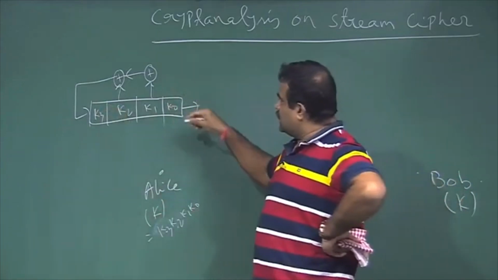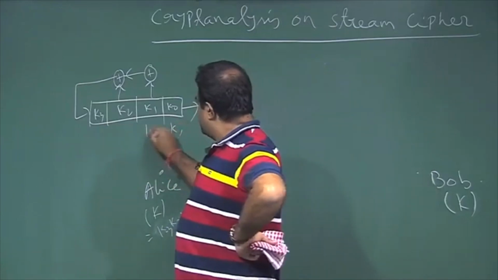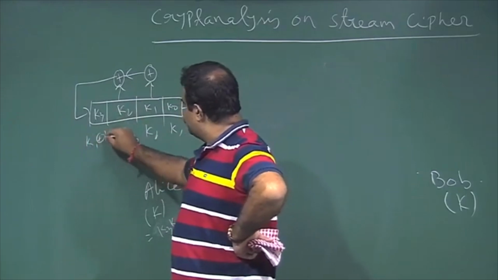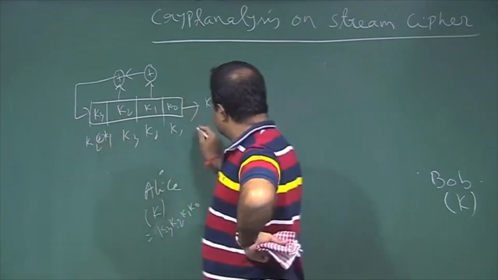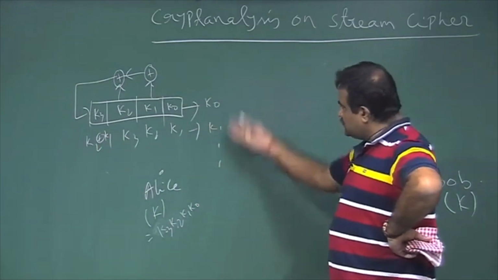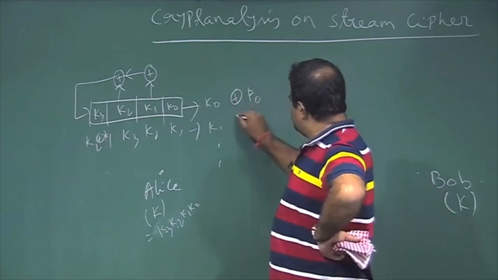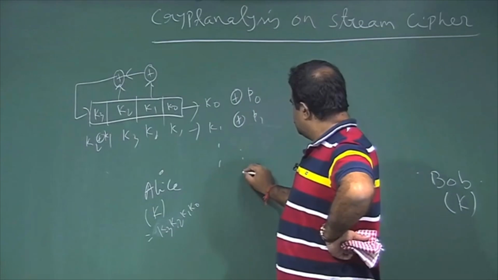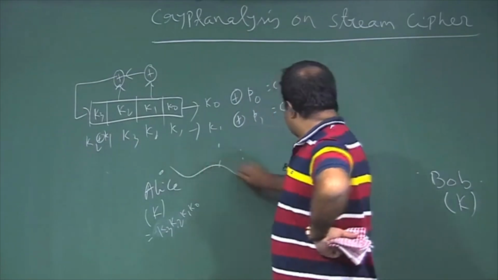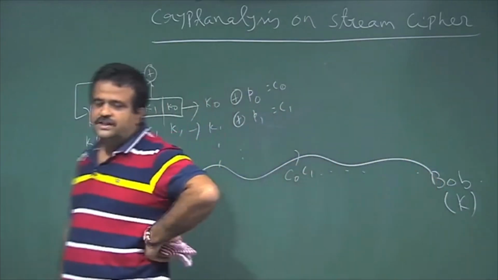So it will keep on generating K0 first coming out, then K1, K2, K3, then XOR of K1 and K2 and so on. So this is the key stream, and this key stream we are going to XOR with the plain text bits P0, P1 like this, and we get the ciphertext C0, C1 like this, and this is sent to Bob. So this is the encryption.